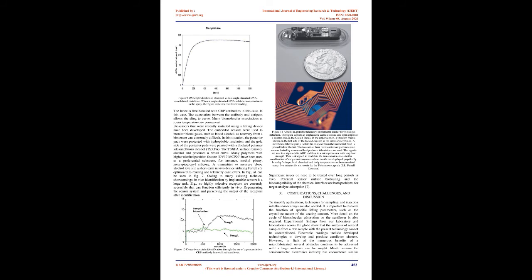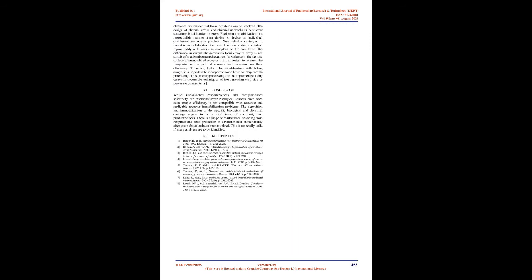Many polymers with higher alcohol partition features, such as OV17-MCP20, methylphenylmercaptopropyl silicone, have been used as a preferential substrate. A transmitter to measure blood alcohol levels in a short-term in vivo device utilized Ferrel-ETS optimized readout and telemetry cantilevers, as can be seen in Fig 7.